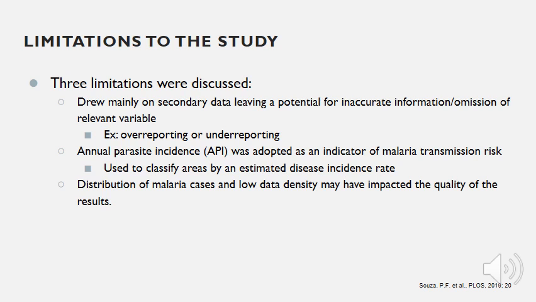Secondly, the annual parasite incidence, or the API, was adopted as an indicator of malaria transmission risk and was used to classify areas by an estimated disease incidence rate. And then the third limitation that the study found was that since the API spatial interpolation only provided an estimate of a value based on other known values, the distribution of malaria cases and low data density in some municipalities may have impacted the quality of the overall results.